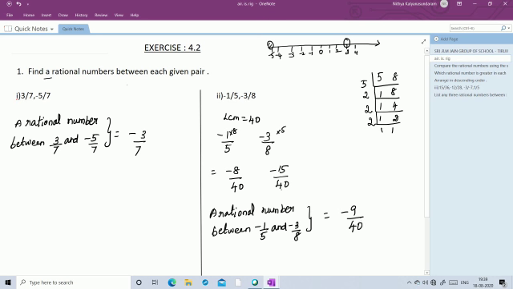So if denominators are different, take the LCM, then change the denominators to the same, then you can find the in-between rational number.